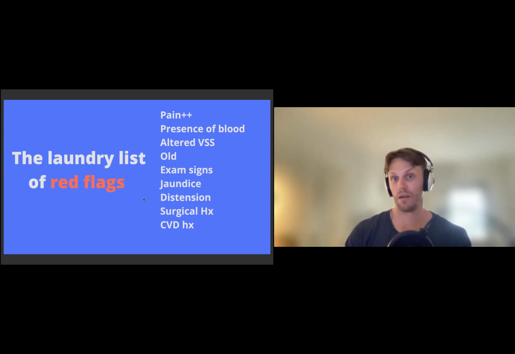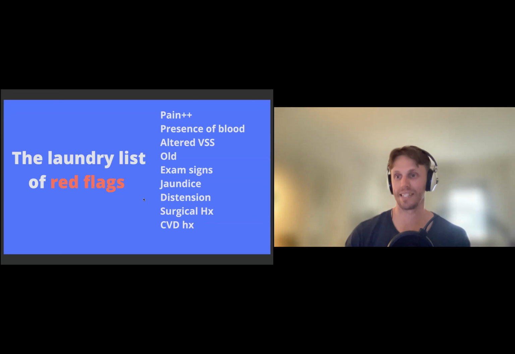What do their vital signs show? What can we find on their examination? And then do they have some obvious things like jaundice, distension? Have they had a previous history of surgery? Or are they a vascular patient and they've got significant cardiac history? And maybe this is more to do with the vessels, or the clotting or blood flow to the bowel that's happening at that time.